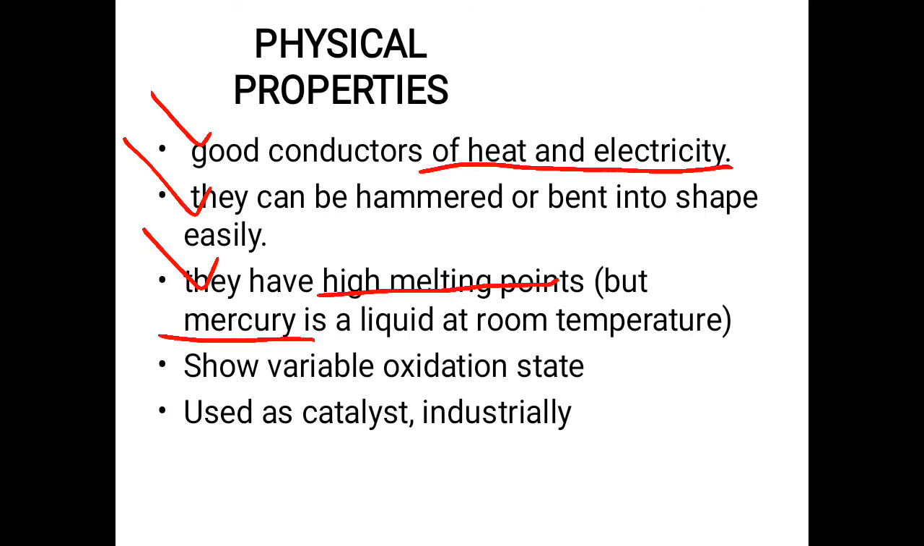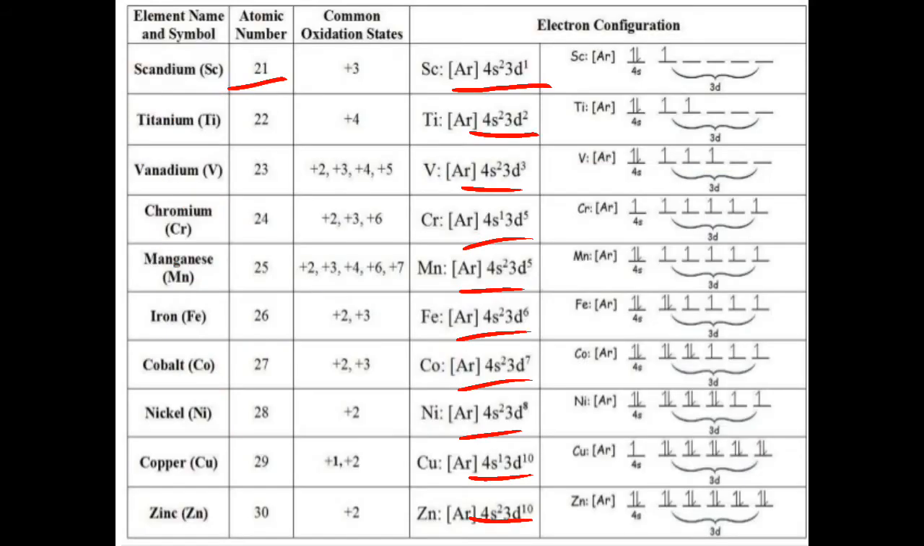Mercury is the only transition element which is found in liquid state at room temperature. A very important physical property shown by transition elements is that they are found in more than one oxidation state, and this is a property of only transition elements. And last but not the least, they are used as catalysts.